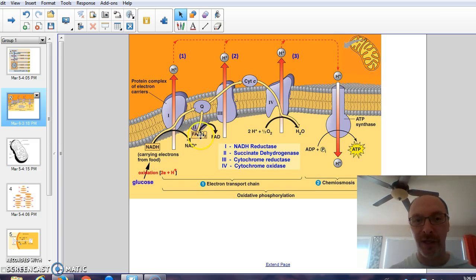FADH2 gives electrons to ubiquinone, which is the second molecule of the electron transport chain, and it skips this first molecule, which is NADH dehydrogenase. So electrons from FADH2 travel along this pathway here, but only 2 hydrogen ions get pumped. That means when they pass through ATP synthase, we're ultimately only getting 2 ATP out of FADH2 instead of 3. That'll be an important idea when we look at glycolysis here.